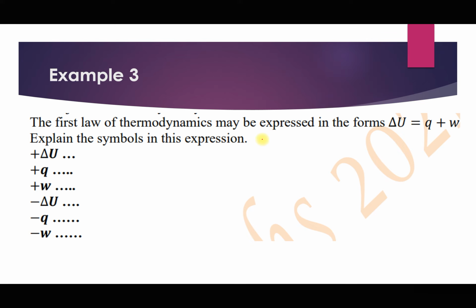The first law of thermodynamics may be expressed in the form delta U equals Q plus W. Explain the symbols in this expression. Plus delta U means an increase in internal energy, minus delta U means a decrease in internal energy.